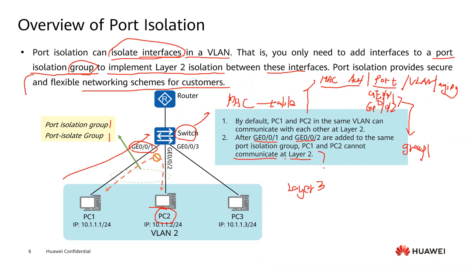So they cannot communicate with each other. But we have already said that it is at layer 2. What does it mean? It means PC1 and PC2 cannot communicate with each other directly. So can PC1 communicate with PC2 not directly? The answer is yes.